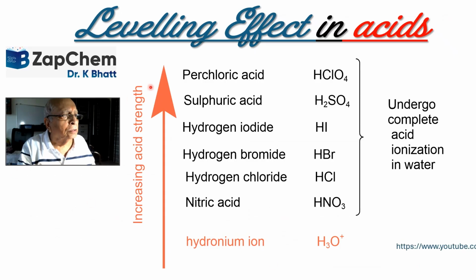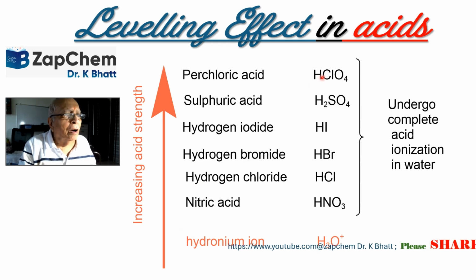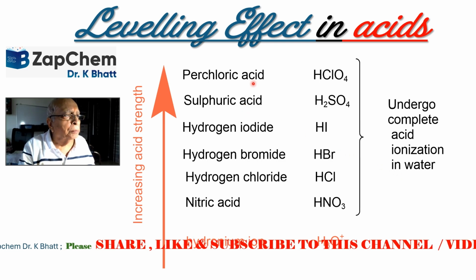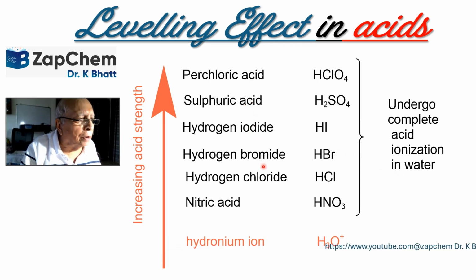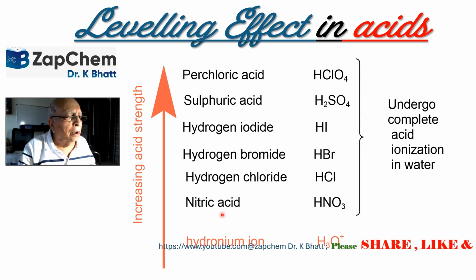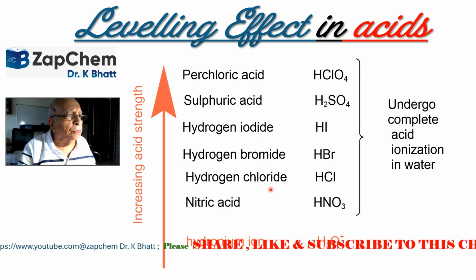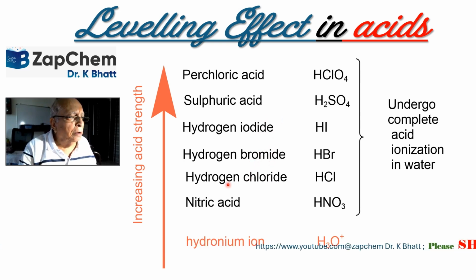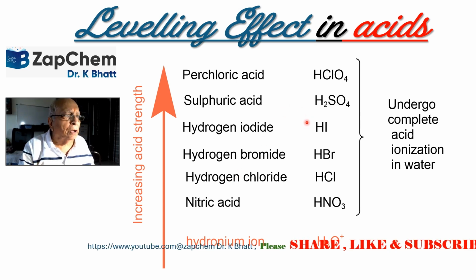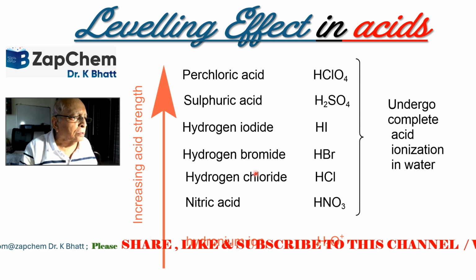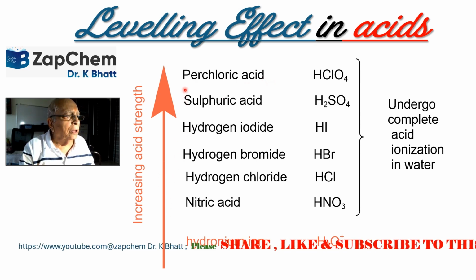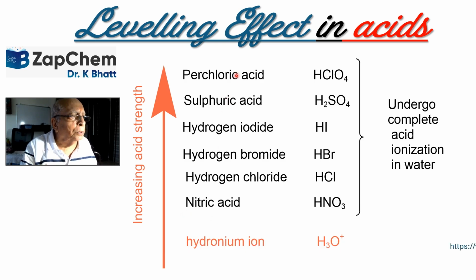Well, here is a list where all acids undergo complete acid ionization in water, and they are perchloric acid, sulfuric acid, hydrogen iodide, hydrogen bromide, hydrogen chloride, nitric acid. Of course, these are their aqueous solutions. And because they dissociate completely, it becomes very difficult to differentiate their strength. Of course, I have shown here that perchloric acid is the strongest acid, and this is the increasing order of the acid strength of these specific acids.